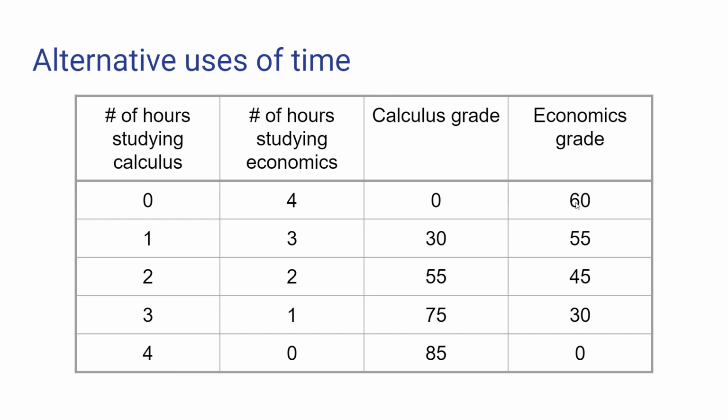A couple of things we can note about this. One is each additional hour you spend studying calculus ends up giving you a higher score, but the increase in the score becomes smaller and smaller. Similarly, when you take an hour away from studying economics, the first hour you transfer away, you only lose 5 points. The next hour, you lose 10 points. The next hour, you lose 15 points. And in the final hour that you give up, if you give up that last hour you're studying, you lose a full 30 points on this exam.